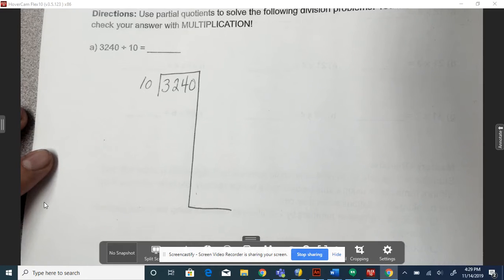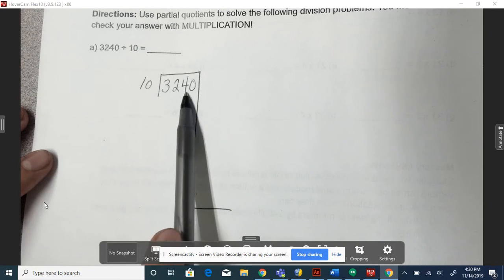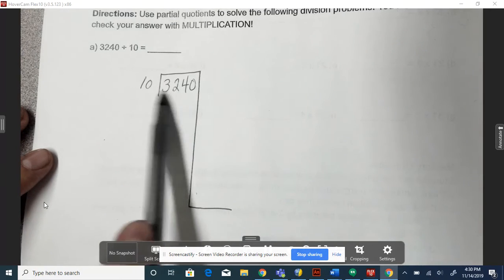Today we're going to be dividing 4-digit numbers by 2-digit numbers. We're still going to be using our partial quotients like we did yesterday, and now we're going to be checking our answer using multiplication.